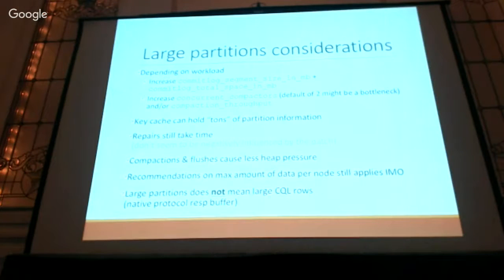So, some lessons I've learned about that: depending on the workload, especially with bigger partitions, increase the commitlog size in segments. Also maybe concurrent compactors, depending on the disk capabilities, and also compaction throughput. Otherwise the SSTables will just pile up.